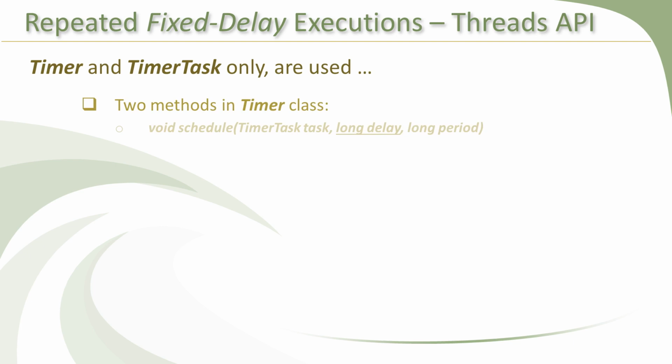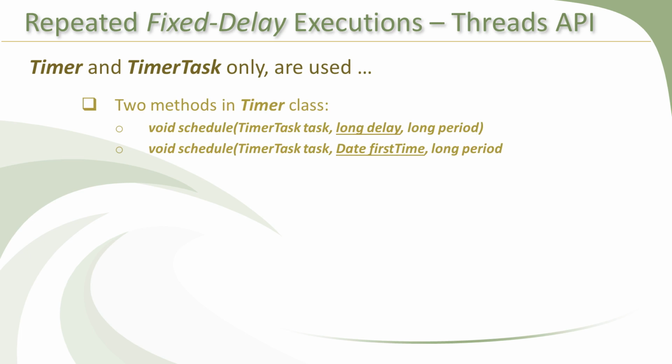The Timer class provides two overloaded methods for this purpose. Both take three arguments in which the task and the period arguments are the same. Period represents the interval between two adjacent executions of the task. The third argument is either a date or a milliseconds offset from the current time that indicates the start time for the first execution of a particular task.